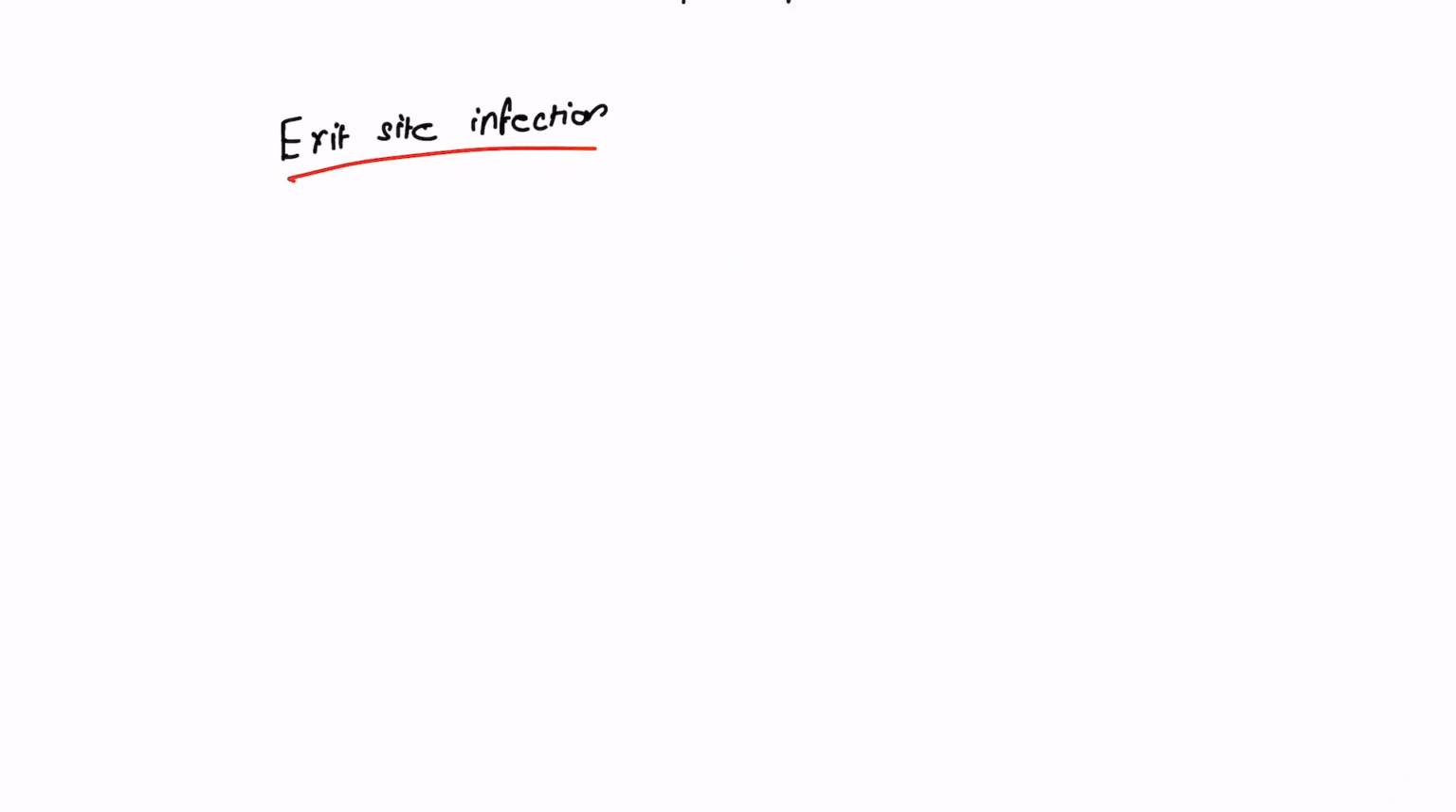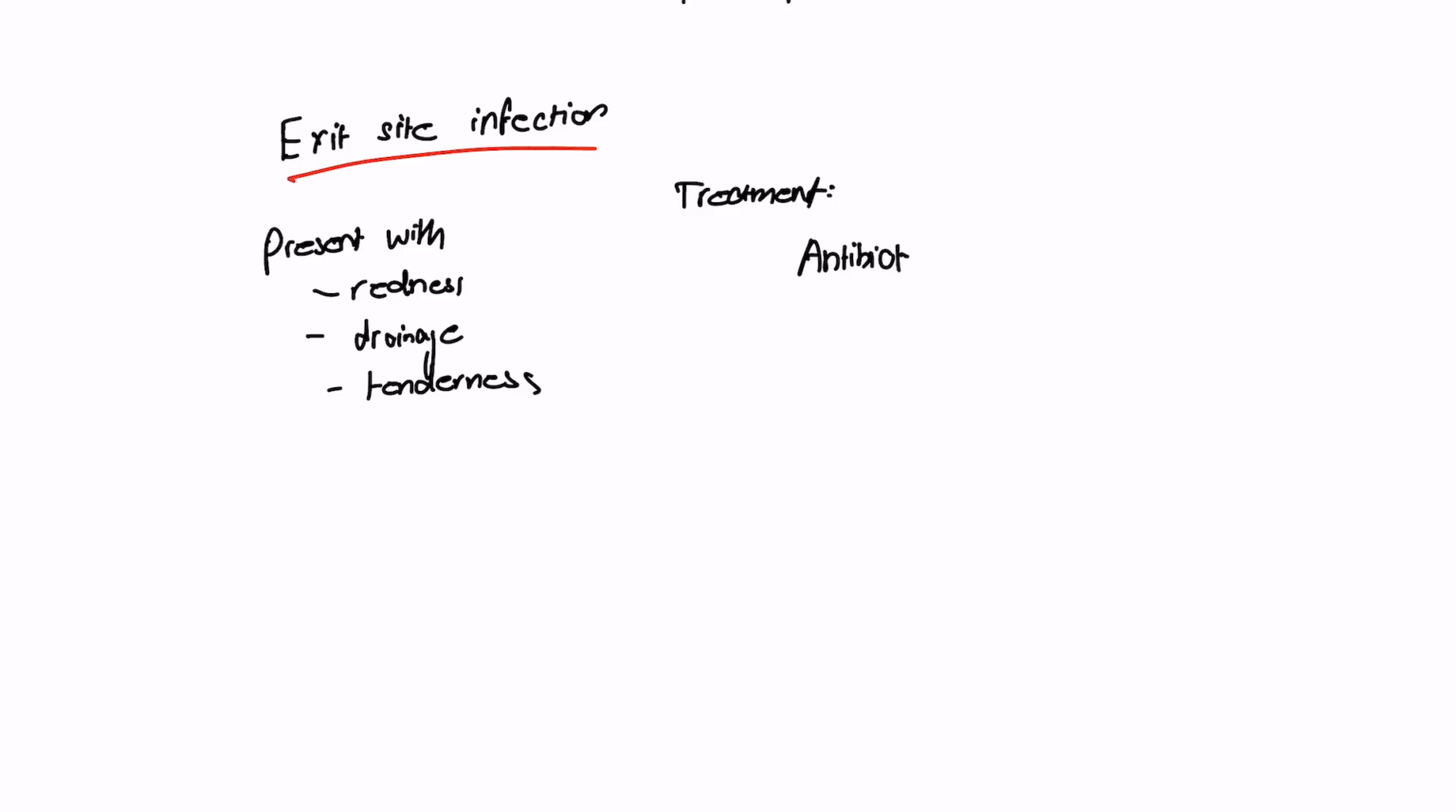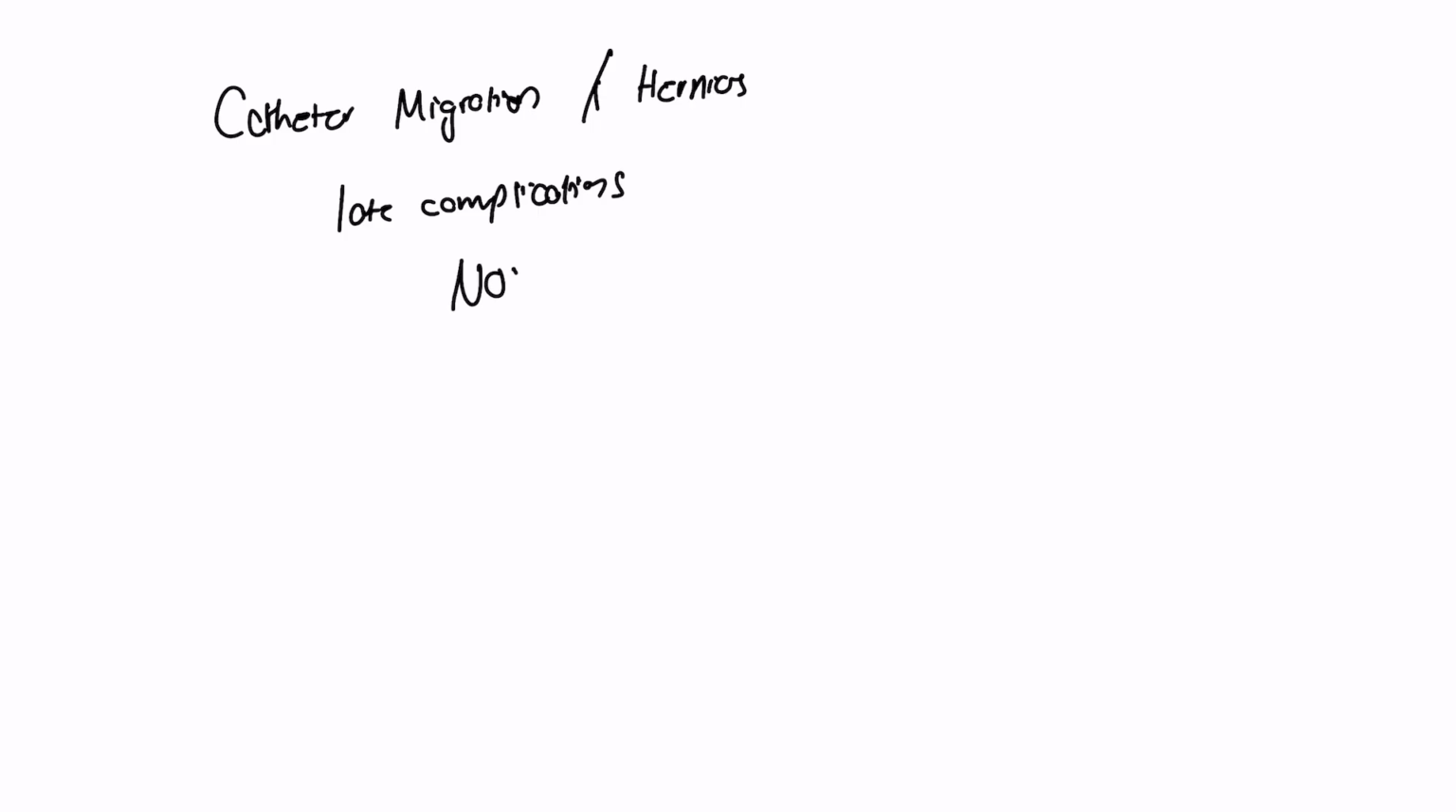Exit site infections. Exit site infections usually present with redness at the area, drainage, and even some tenderness, and treatment is usually just antibiotics, meticulous wound care, and closely following these patients to make sure it doesn't worsen. These usually do not require catheter removal unless the infection is recurrent or refractory. Catheter migration or hernias are late complications of peritoneal dialysis catheters, and again, are not usually indications for catheter removal. That's pretty much everything that we've covered in terms of peritoneal dialysis catheter placement.